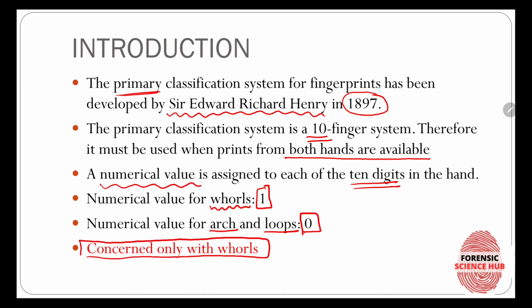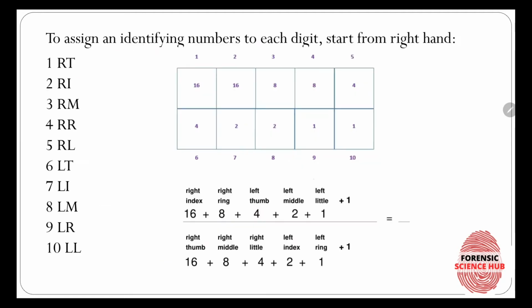So we can say that this primary classification system is concerned only and only with whorls. Why? Because if we have any pattern other than the whorl, for example an arch or loop, then we give it a numerical value of 0, and that is going to be of no use in the counting that we'll be doing. So only whorls are given importance in this particular classification system. Now let's move on to the next step.